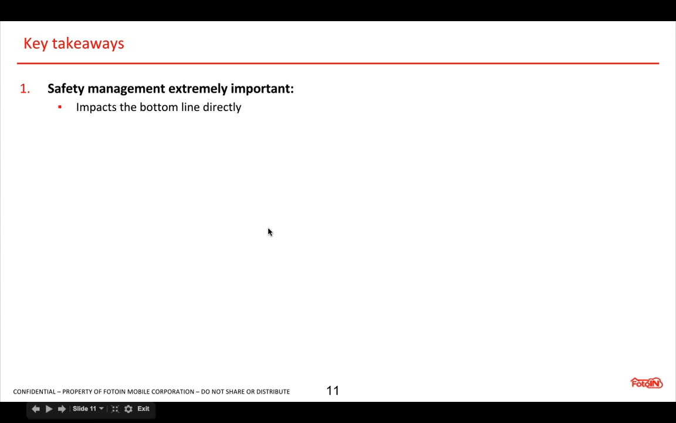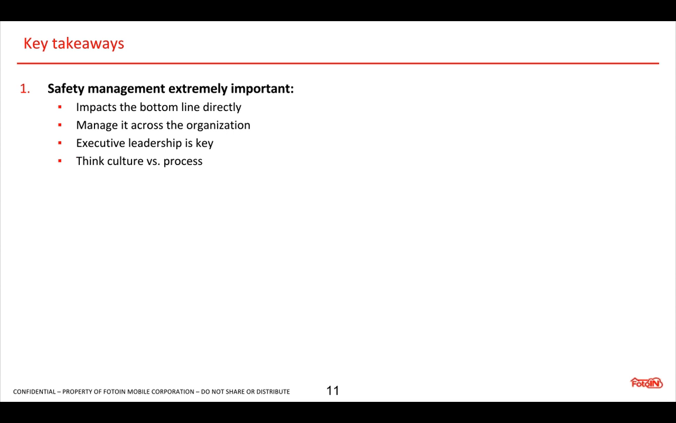So safety, and we all know safety management is extremely important. It impacts the bottom line directly. It is an organization-wide topic. It's not just for the safety directors or safety managers. Really, everybody should be safe. Individual workers, management, and the executives need to support it in order to create a culture of safety rather than just treat it as just another process to be taken care of.